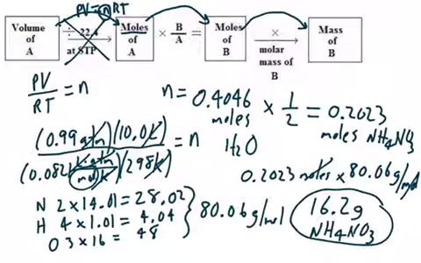So again, remember, when it's not at STP, they'll give you a pressure and a temperature. Make sure it's in ATMs and Kelvin, and then use the ideal gas law, because you're not able to use the 22.4 conversion factor since it's not under STP conditions. So hopefully you got those problems correct. And if you didn't, go back and see if you can figure out what you did wrong.